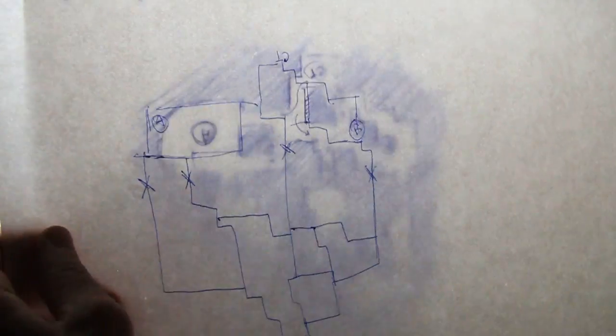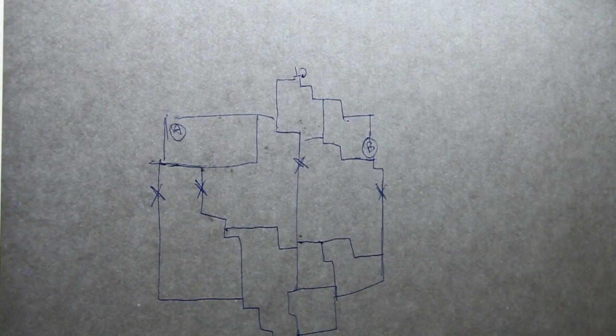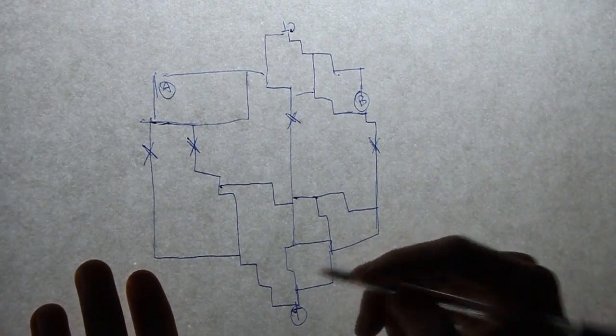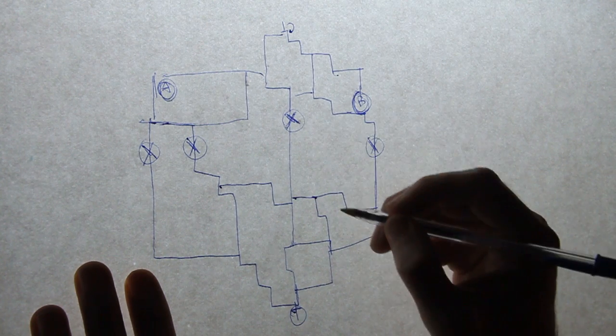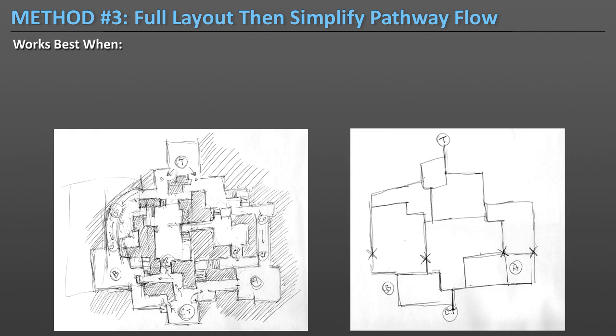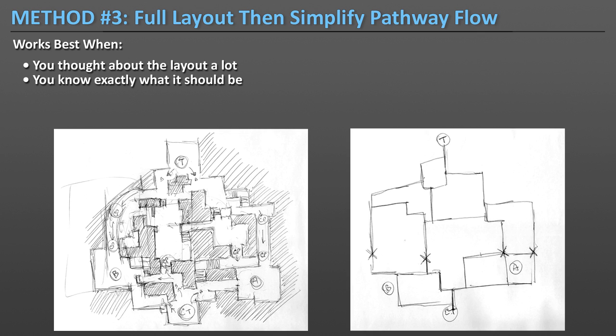So in the end, I have a pathway flow and a top-down layout, which all started by focusing on one section at a time. This third method works best if you have thought about the layout a lot and you know exactly what it's going to be. Maybe you've already drawn this layout a few times before. Maybe you've even blocked this in to see what it will look like. Or maybe this layout is being created from an already existing place.